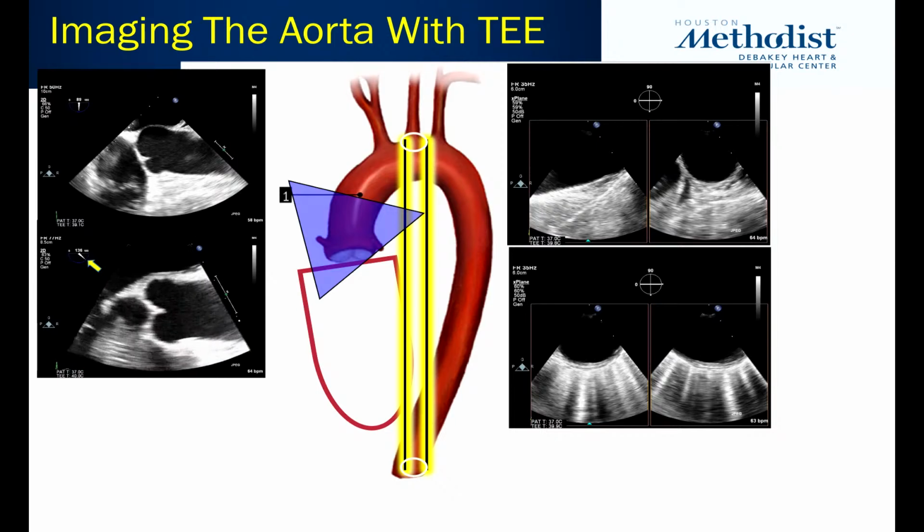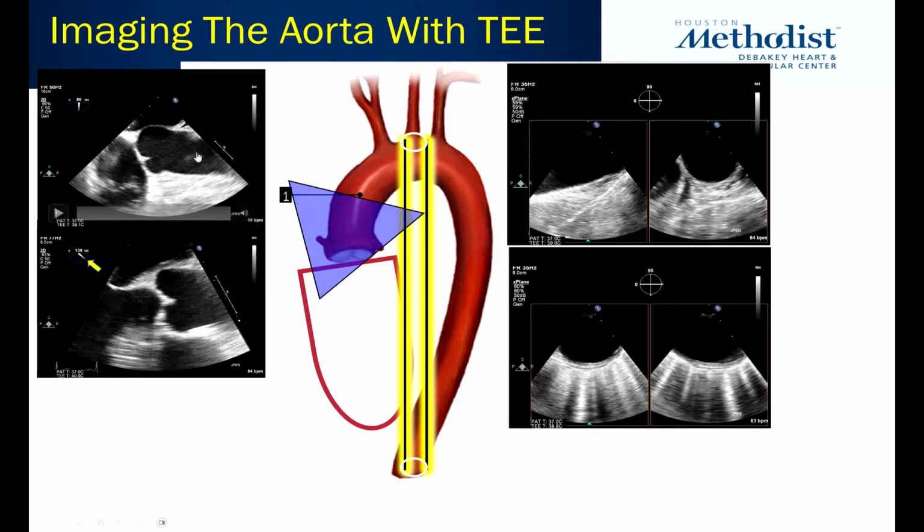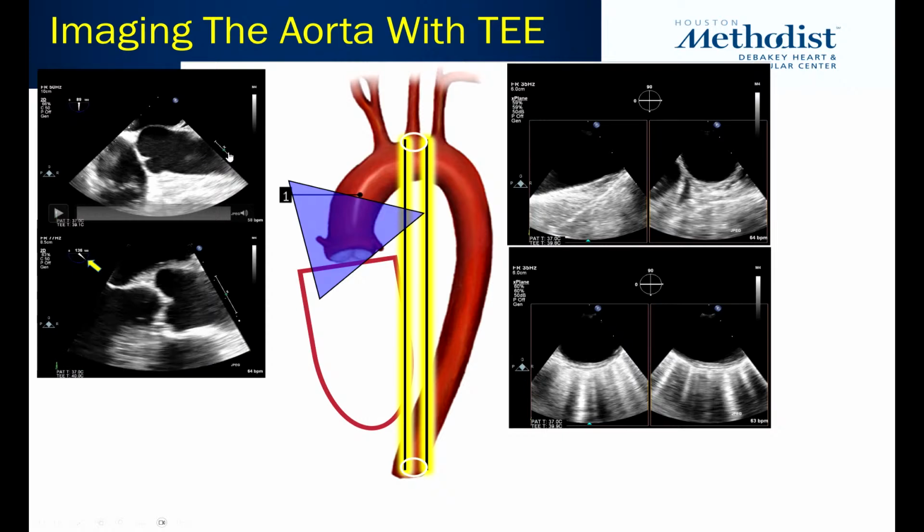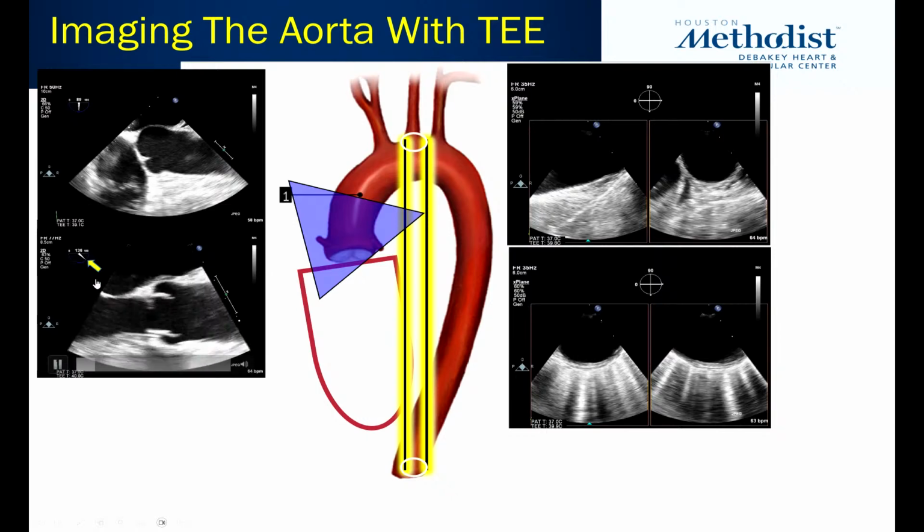TEE gives us a much better view, of course, as we all know, and we start with roughly about 90 to 100 degrees. You can see a very nice shot of the ascending aorta. You saw it on the previous talk very nicely. With about 120, you see the root very well with the aortic valve, and this is a view we all use to assess aortic root size and start looking at aortic insufficiency.